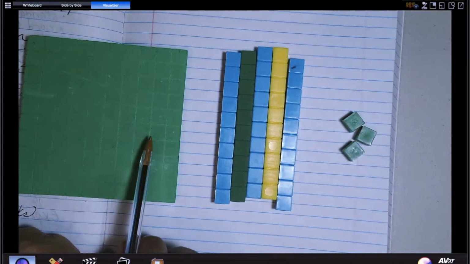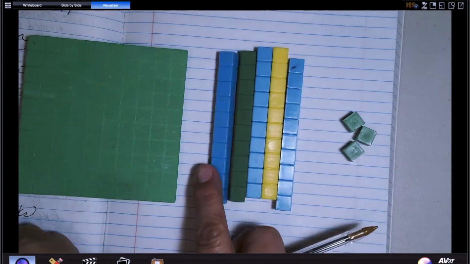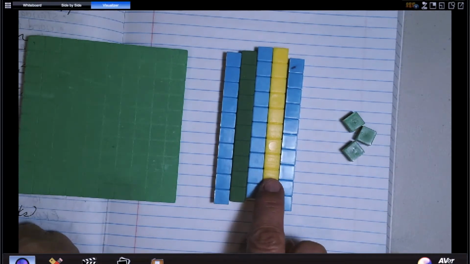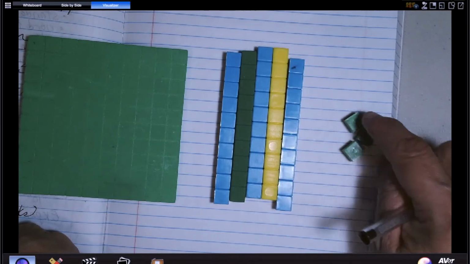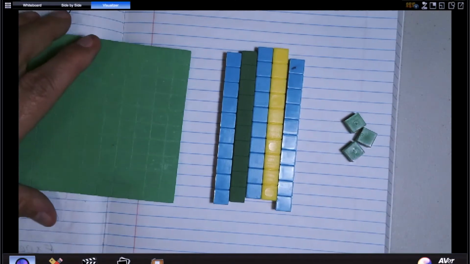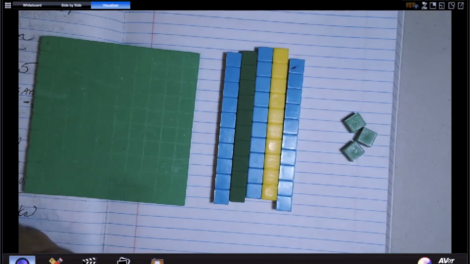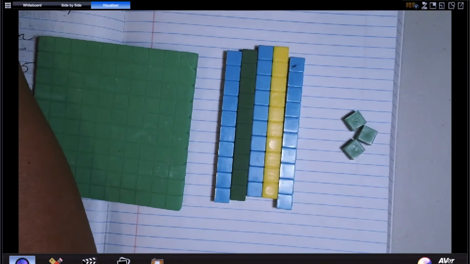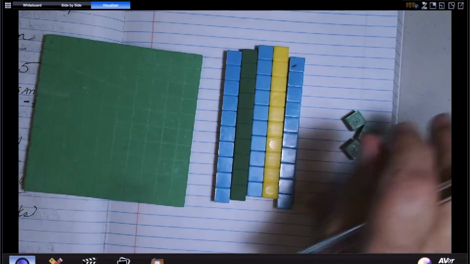So this would be 100, 10, 20, 30, 40, 50, 51, 52, 53. So this represents 153. Okay.